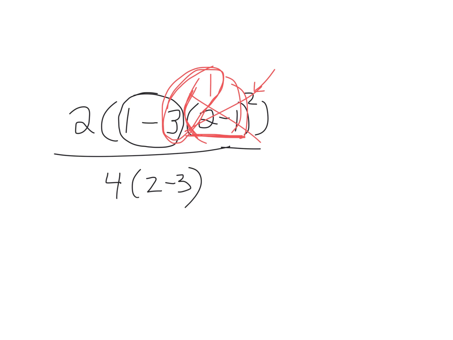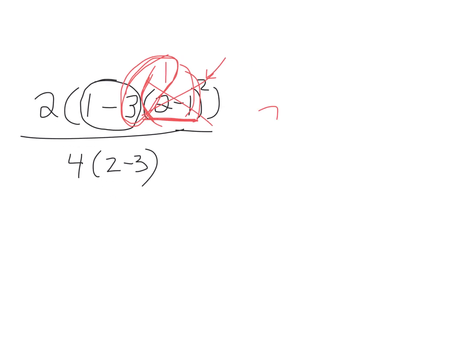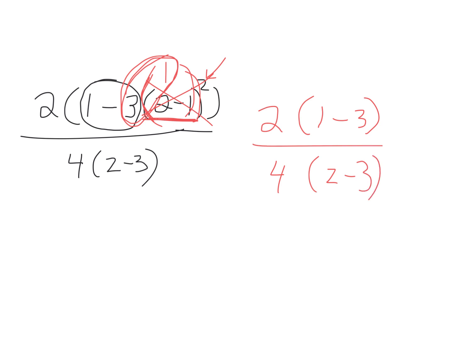Now it's time to rewrite. It's gotten so messy. Got to rewrite. 2 parentheses. 1 minus 3 parentheses over 4 times 2 minus 3. Now it's easy enough. You could probably do the whole rest of it in your head. 1 minus 3 is negative 2. 2 times the negative 2. Remember, we do the top before we do the bottom. So 2 times negative 2, negative 4.